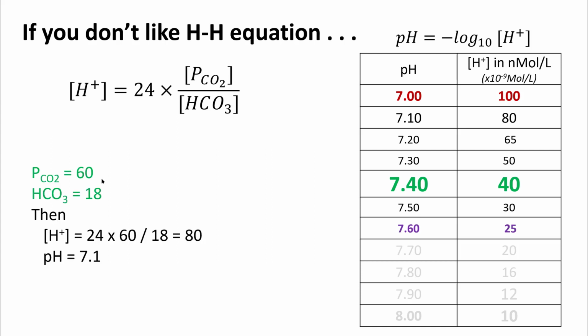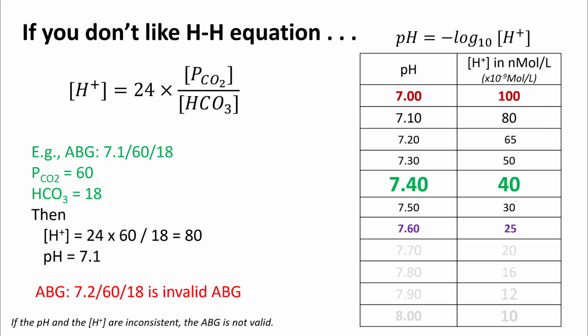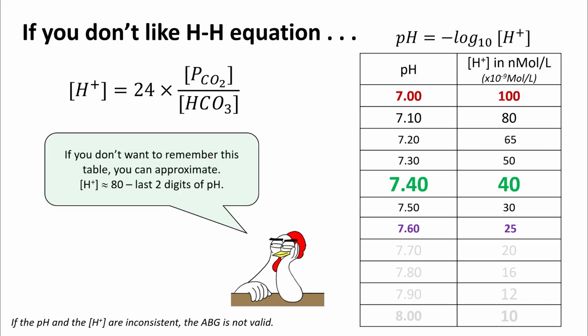For example, if you have a PCO2 of 60 and bicarb of 18, then the hydrogen ion concentration will be 24 times 60 divided by 18, that's 80, and that will correspond to a pH of 7.1. If you have an ABG with a pH of 7.2, PCO2 of 60 and bicarb of 18, that's an invalid ABG because that's not accurate. Your pH and hydrogen ion concentration are inconsistent in this case.